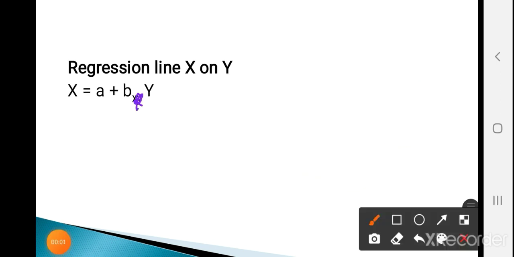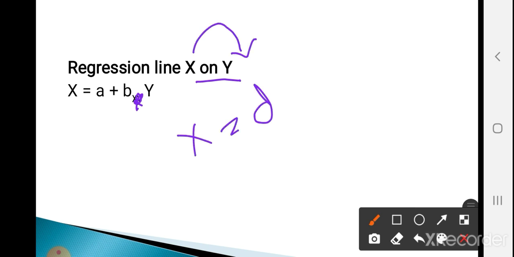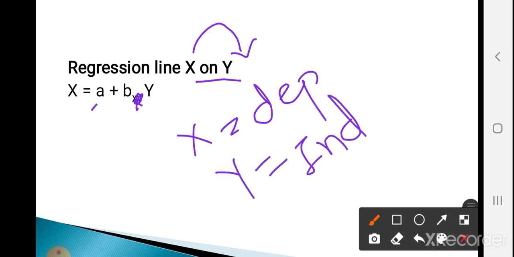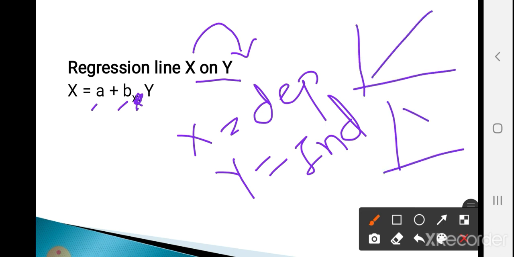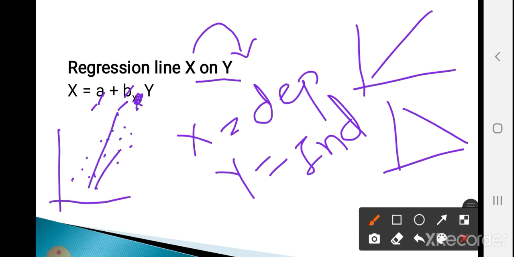Now the regression line x on y. X is equal to a plus by. Here regression line x on y means x depends on y. That means here x is the dependent variable and y is the independent variable. And similarly a is the intercept parameter and b is the slope parameter. If either perfect positive or perfect negative correlation exists between the variables, we can easily find the values of a and b, that is slope and intercept. But if moderate or high positive or negative correlation exists between the variables, then several lines pass through the points. So how to choose the best line is the problem.